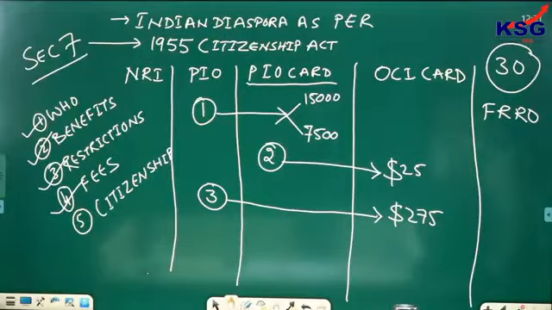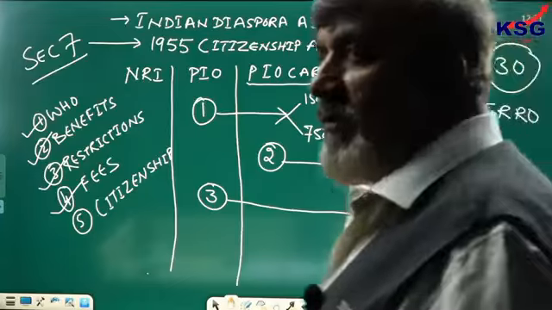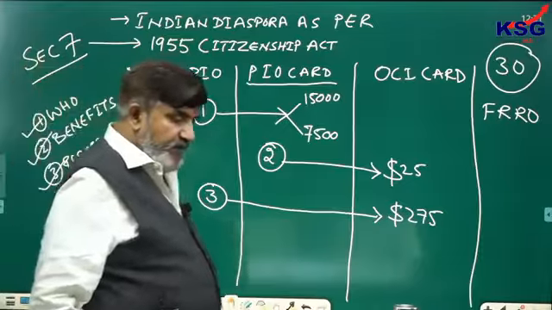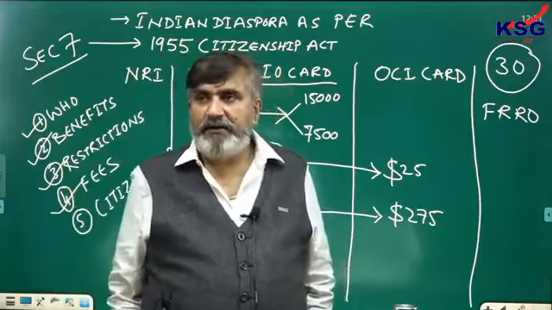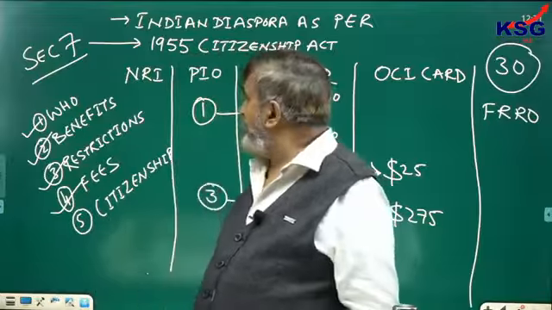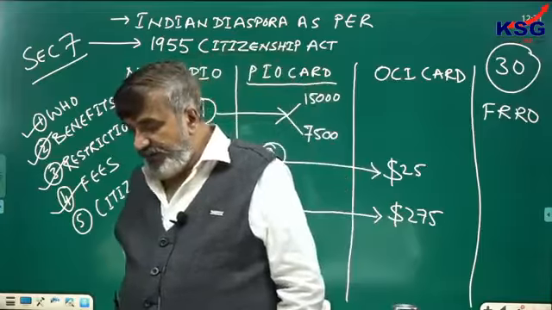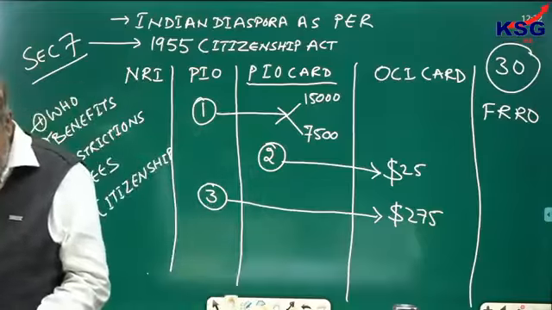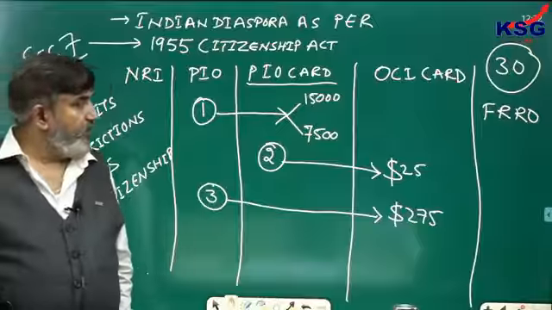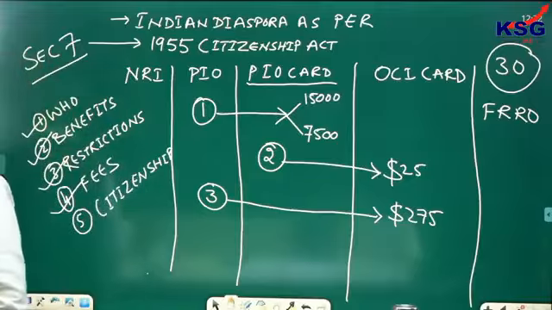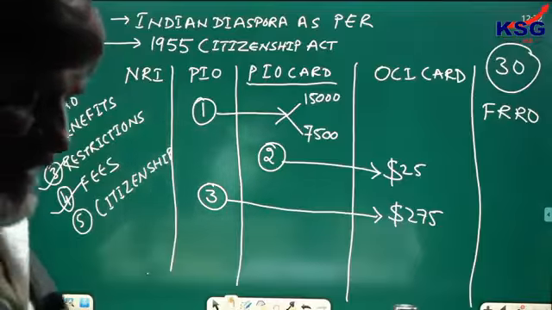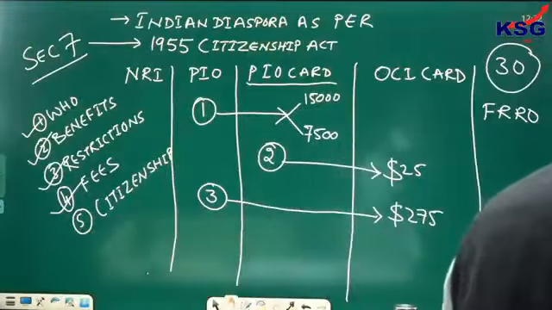Second scenario, if PIO card holder wants to upgrade to OCI card, then he or she has to pay US dollar 25 or equivalent in local currency.